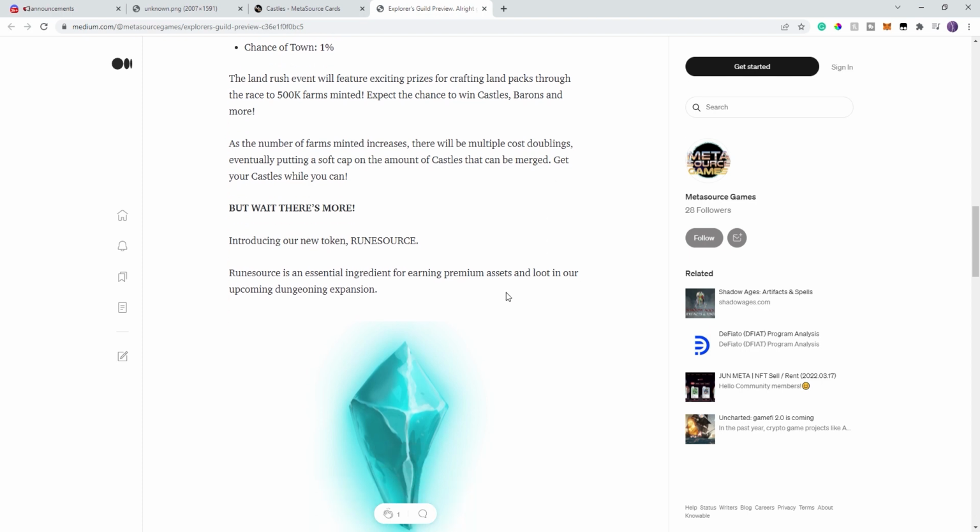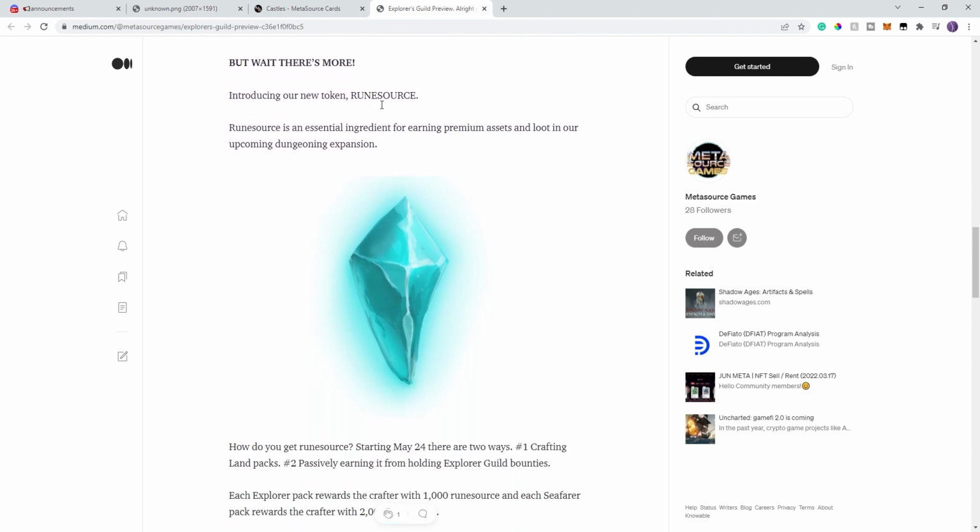The other neat thing about this event is they're introducing a new token called Rune Source. Rune Source is going to be used when they do the dungeon expansion. And the last AMA, they talked about a lot, and they didn't talk a lot in detail about the expansion. They gave a lot of hints for the dungeon. So this is going to be one of those things that's used in there. They mentioned it's earning premium assets. So I'm not exactly sure what that means, but obviously the more Rune Source tokens you have, the more chance you have at premium assets.